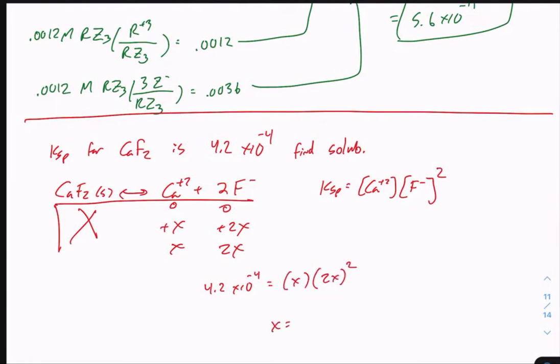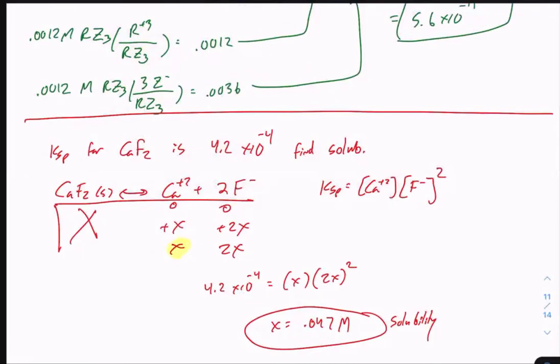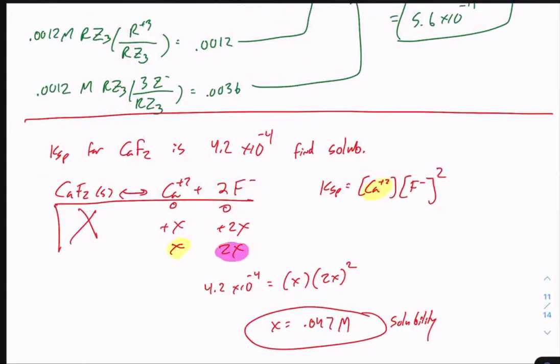All right, guys, what do we think? What kind of value for x did we get? 0.047. Yeah, good. So how did we get that? According to our ICE table, the concentration of calcium would be x, so that's what we substitute there. The concentration for fluoride would be 2x, so that goes in there. And so essentially you have KSP equals x times the quantity 2x squared. Solve for x.